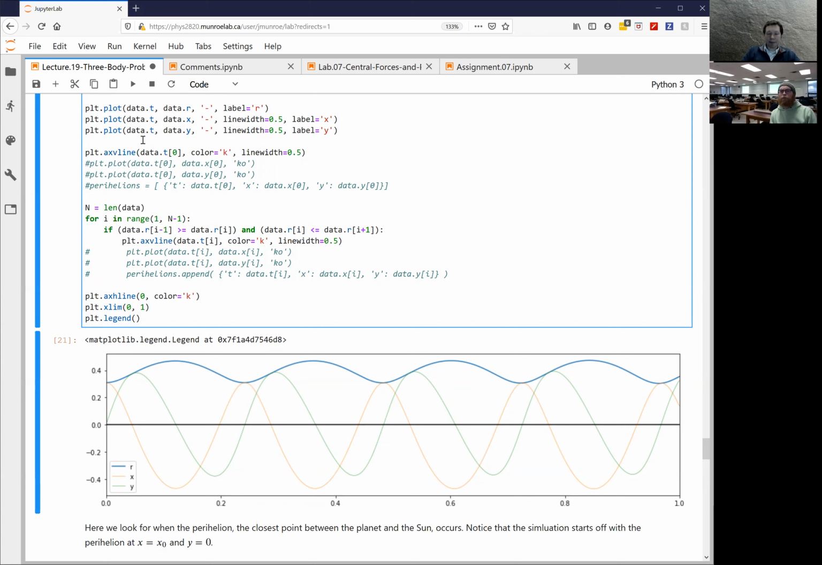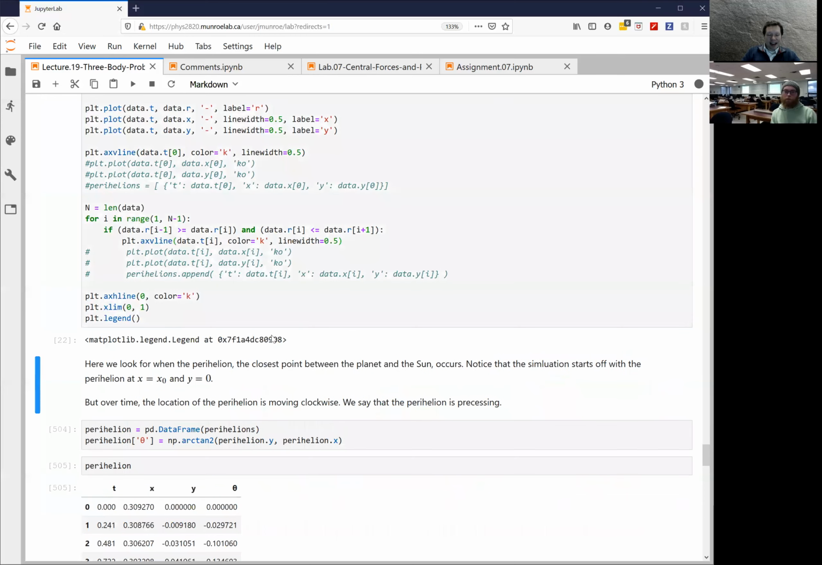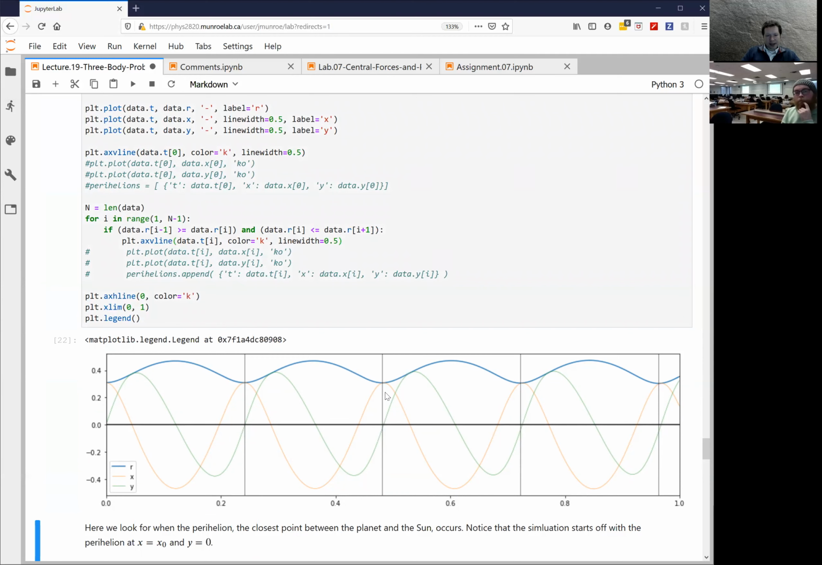So what I'm doing is taking my data. I have a loop, and I'm looping through everything. I'm looking for the points where, for this given point, the time before and the time behind are each further away than I am from the sun. If I'm in that situation, I found the perihelion. So what that means is I can identify these solid lines. This is where, or when, the perihelion is occurring.